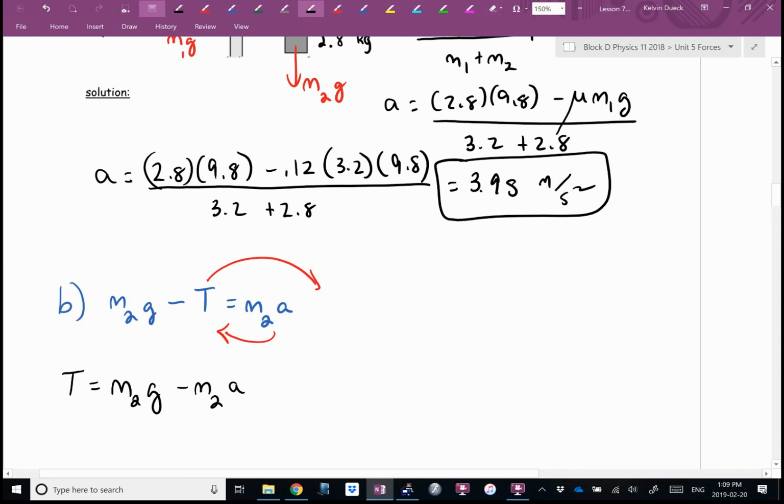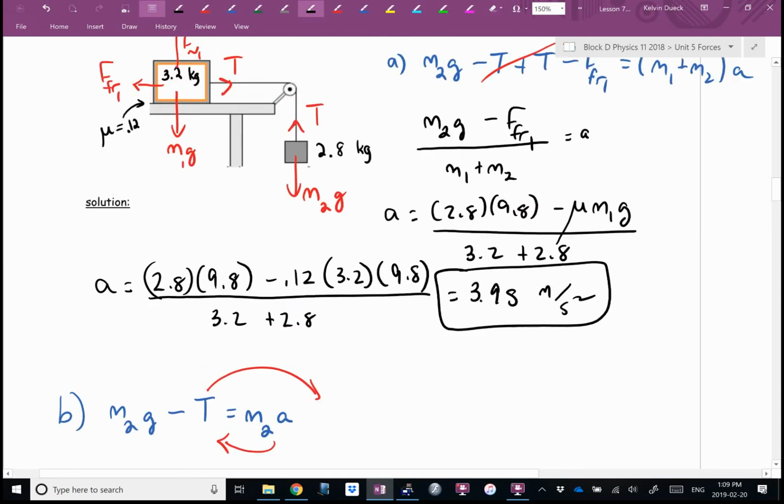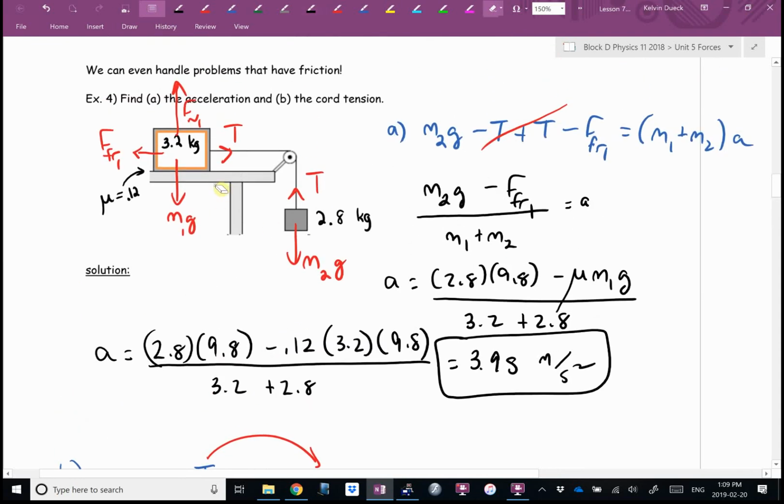Now, I would have no problem, on a test, giving you a question like this, not asking you to find the acceleration, just saying find the tension, and expecting you to realize I've got to find the acceleration first. Okay, we'll practice this a bunch more, but just fair warning.